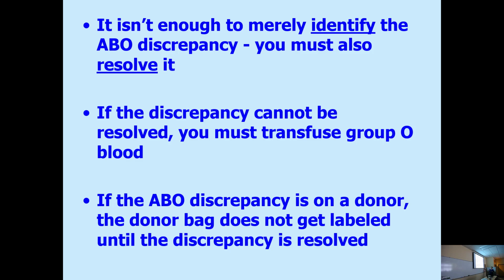If the discrepancy cannot be resolved, you must transfuse the O blood, like I just said. If it is on a donor, the donor bag does not get labeled until the discrepancy is taken care of. And even then, a lot of times those bags are never going to end up in our blood banks, because if they are problematic with typing, the hospital's not going to be able to type them, and it's going to put a log jam there also. So on donor units, usually they get pulled out for specialized testing of other sorts.